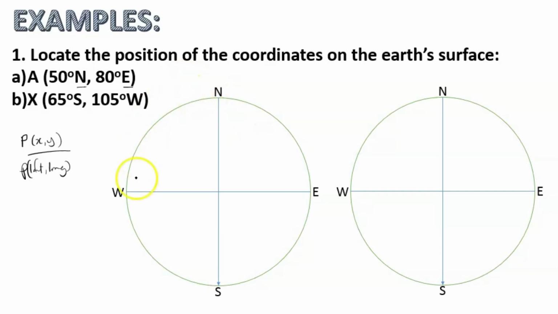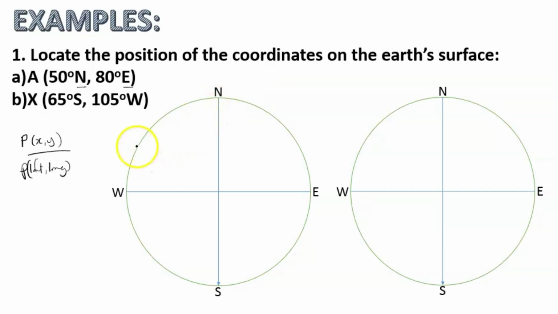This is our Earth. The first thing to do is to draw your sphere and locate the axis of the Earth, which runs through the north and the south pole, and of course your west. Now we have the 50 degrees north. That means you are going to draw it towards this northern side, towards the northern hemisphere.